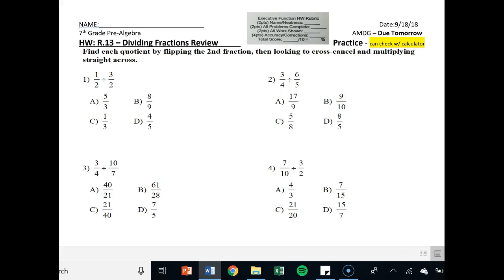Welcome to homework R.13, dividing fractions review. It's practice homework due tomorrow. You can check your answers with a calculator. So directions say find each quotient by flipping the second fraction, then looking to cross cancel and multiplying straight across.